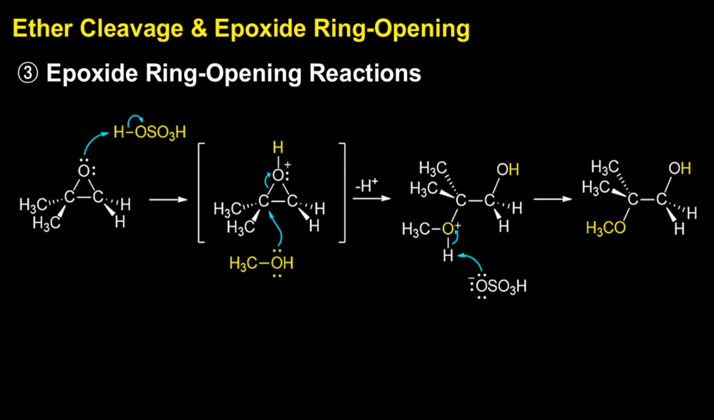So here's the bottom line. Under basic conditions, the nucleophile attacks the less substituted carbon. Under acidic conditions, it goes for the more substituted one. The mechanism shifts from a typical SN2 to what we call a loose SN2, where the transition state has a bit of carbocation character. And that difference in mechanism is exactly what leads to such different regioselectivity.